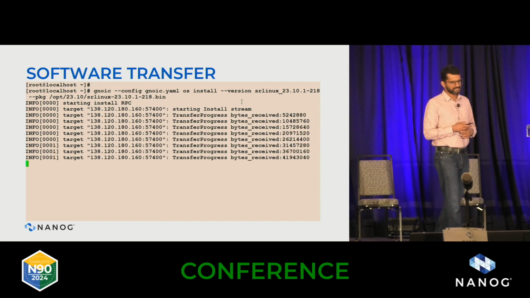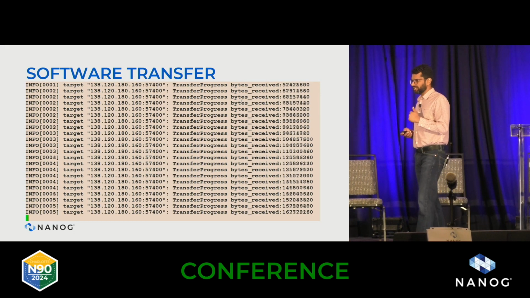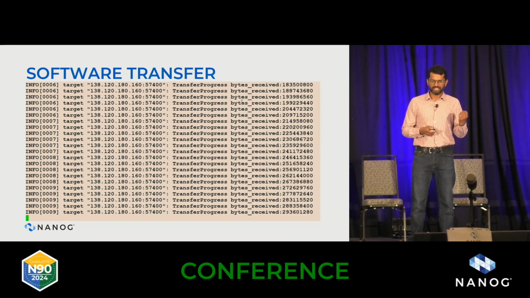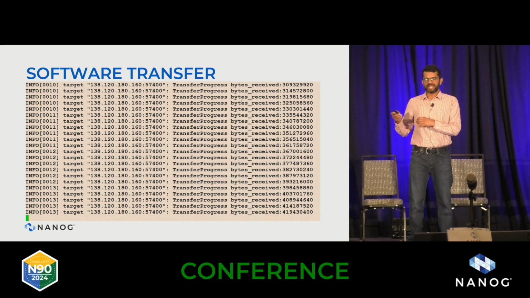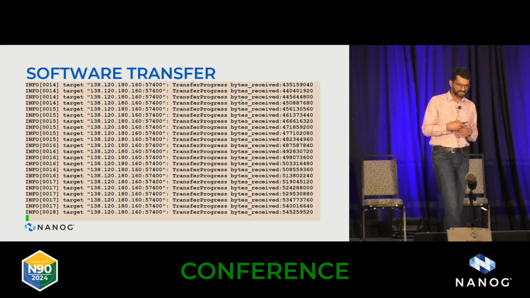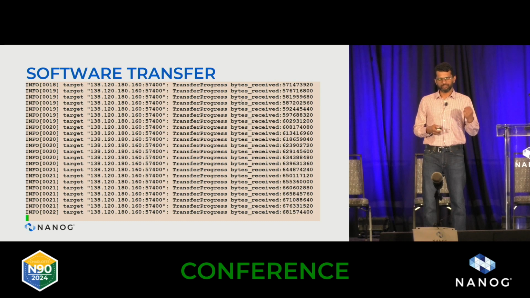So when we execute this, we can see the progress of the transfer being done. The image is transferred in chunks of about half an MB, and we can see the progress here on the screen. There is no transfer progress message sent by the target in this case. This is about a 1.2 gig file, so we will wait for the image transfer to be completed.